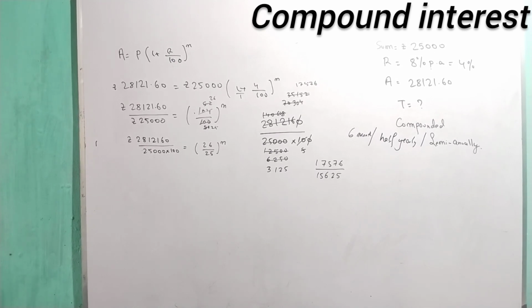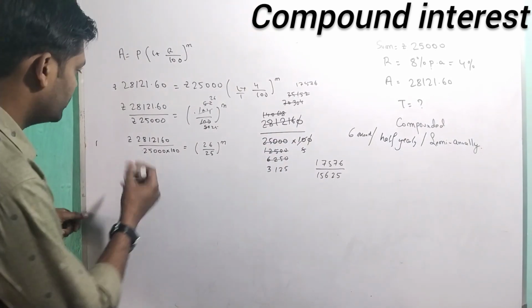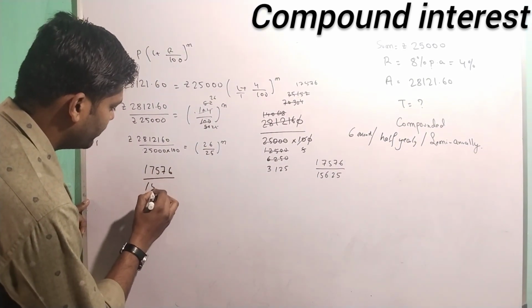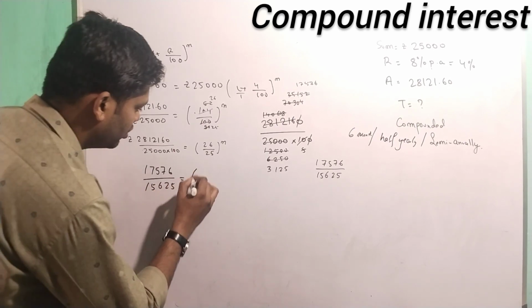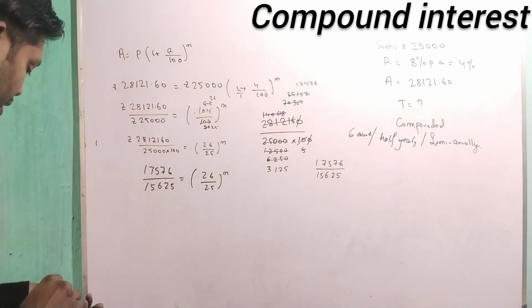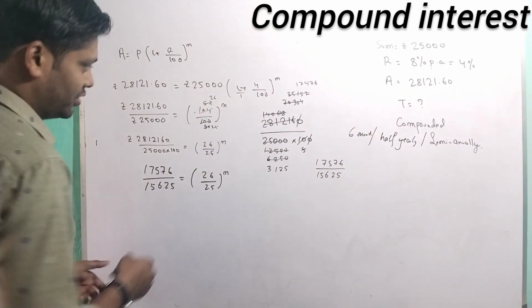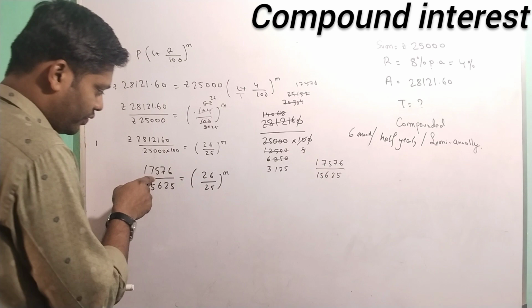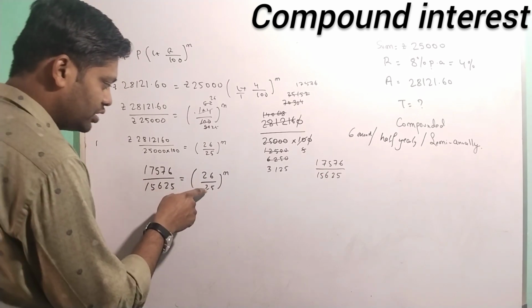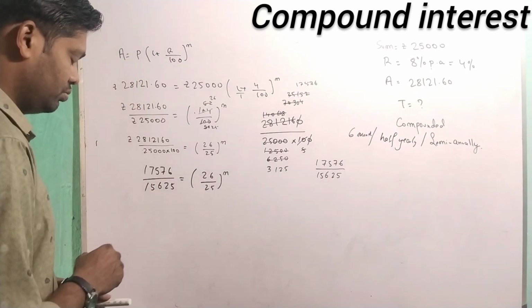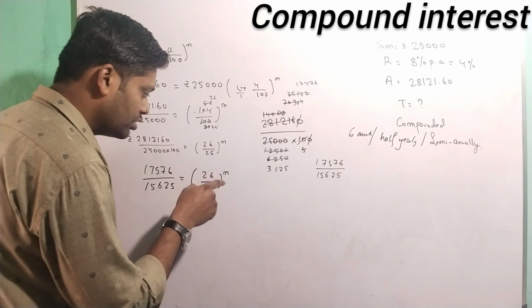Now one small trick I will tell you, how to solve this with a big value. So instead of this I'm going to write 17576 by 15625 is equal to 26 by 25 to the power n. So whenever you find the time period, remember one thing: after cancellation or before cancellation also, this top value will be here also. This 15625 is made of 25 only, and this 17576 is made of 26 only.